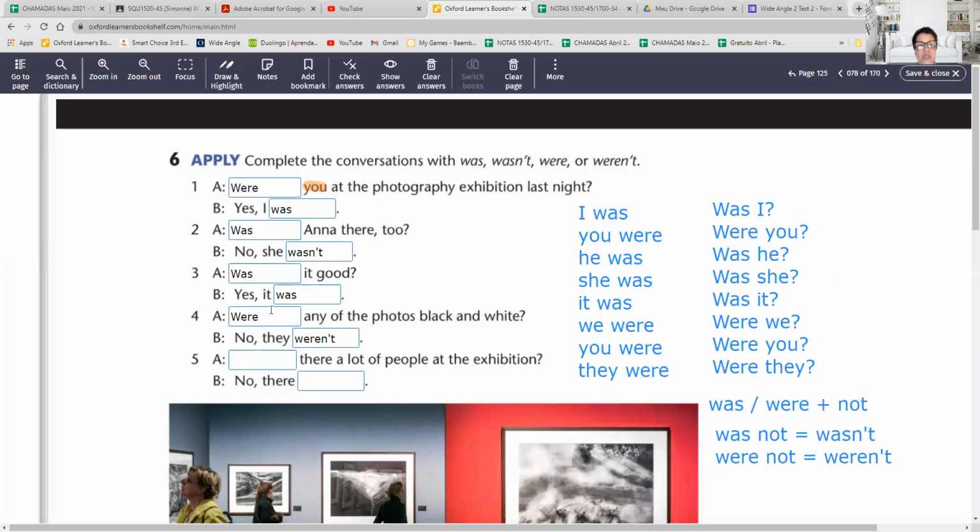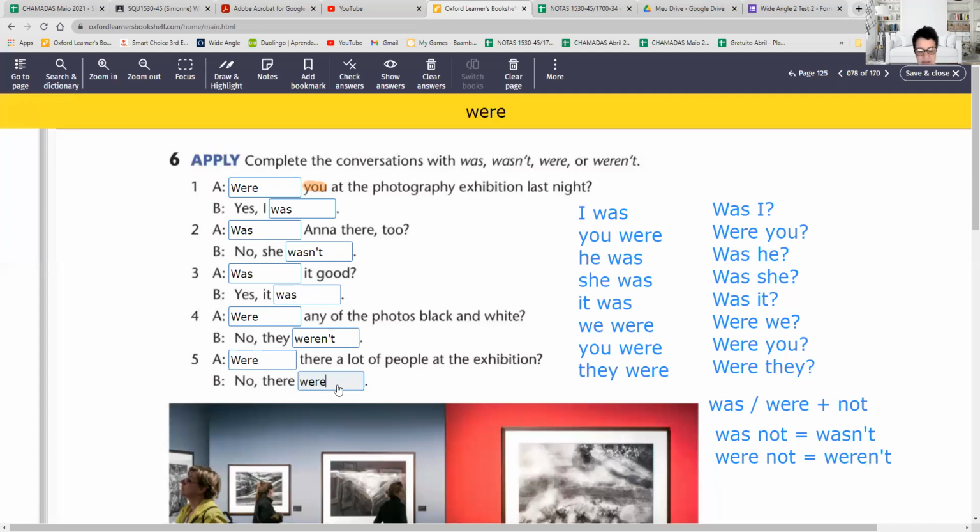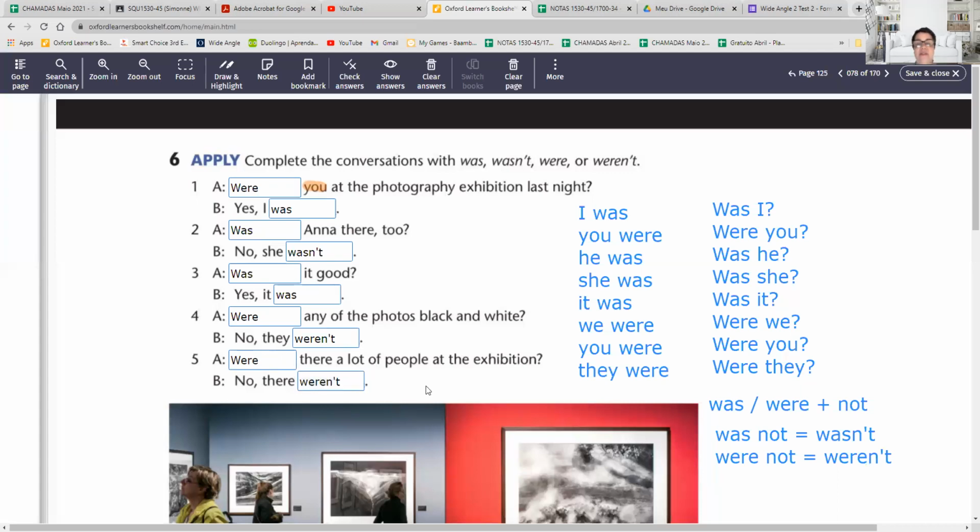Pronunciation, okay? So here: were any of the photos black and white? No, they weren't. Now here, number 5, question. Were there a lot of people at the exhibition? Were there a lot of people? Answer: No, there weren't. Great. No, there weren't.